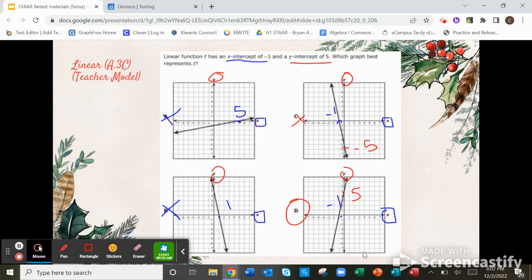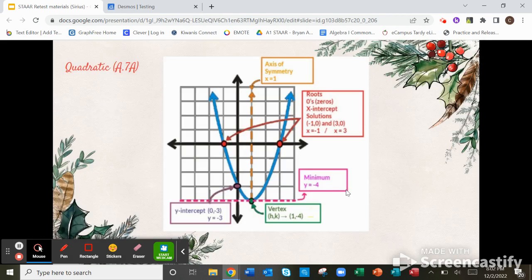I already worked this one out for you. So basically, the blue has everything to do with the x-axis, right, x-intercepts, and the red has everything to do with the y-intercept. So here the x-intercept was -1. So I'm looking specifically that the x is -1, and then the y-intercept is 5. So again, we're looking at that there.